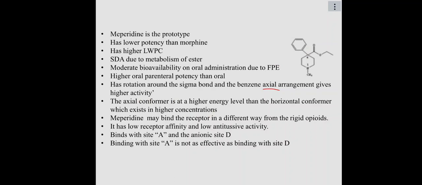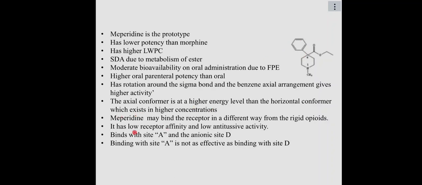So we have the axial, it's the one which has the higher activity, but it's available in low concentrations because of that high energy level, but it's the one which binds the receptor optimally. And we will find out that when we talk about the anilido piperidines, the ones which have a nitrogen separating this, you have the nitrogen in between here, you find that that nitrogen assists in the achievement of the axial conformation, making those anesthetics to have very rapid activity.